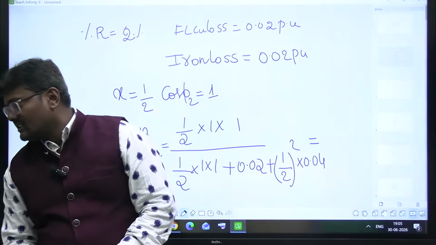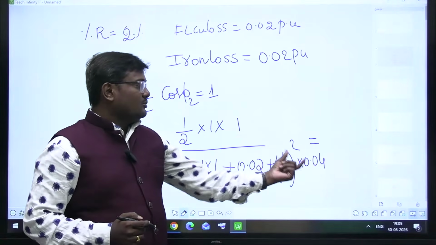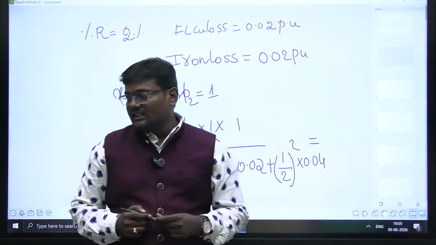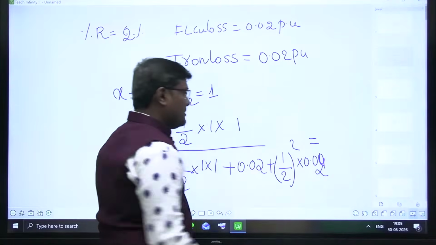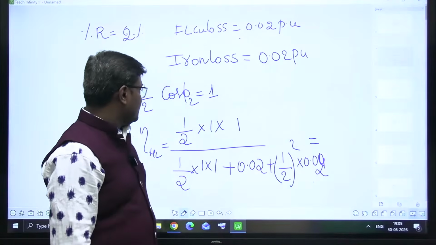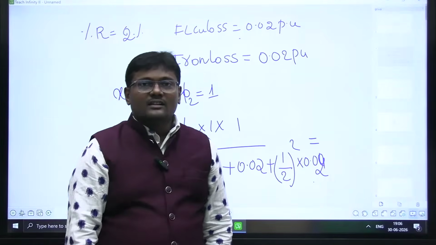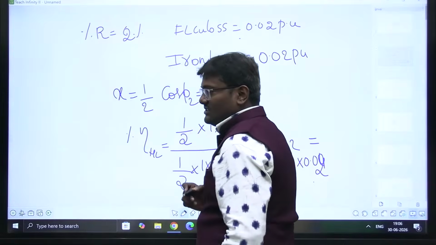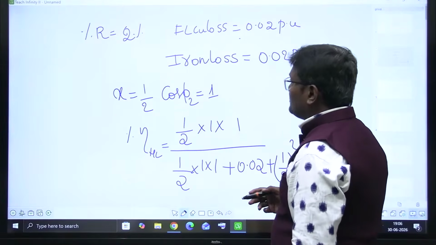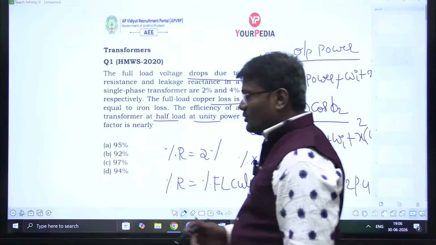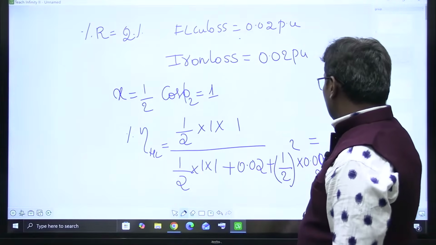So now 0.5 plus 0.02, plus 1 by 4 into 0.04. Obviously that should be 0.02, because the full load copper loss is 0.02. What is the answer for this one? So percentage efficiency at half load, you may get the answer as 95%.